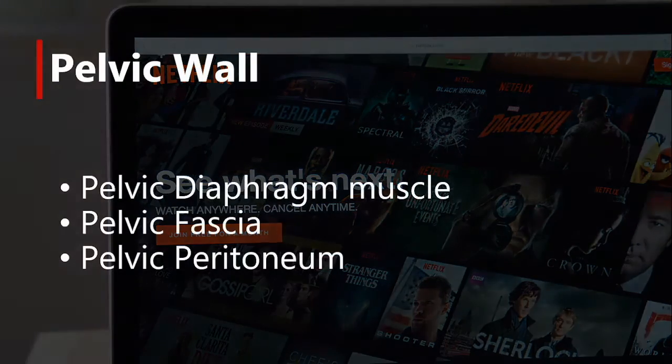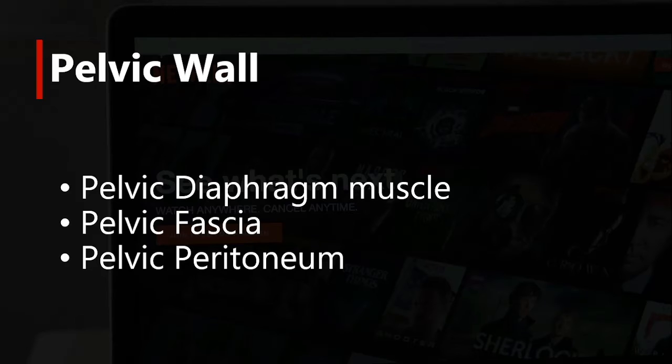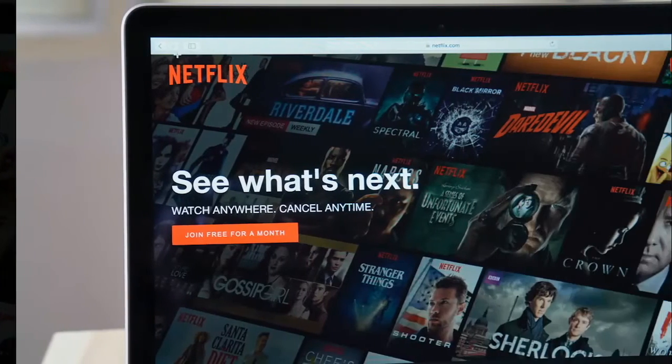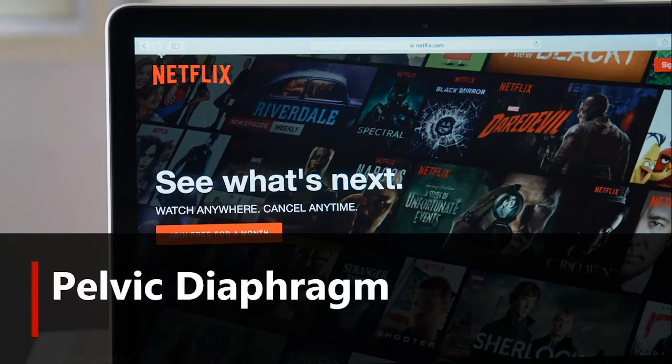Our main topic for today is the pelvic diaphragm muscle, pelvic fascia, and pelvic peritoneum. So let's start with the pelvic diaphragm, with its description and functions.